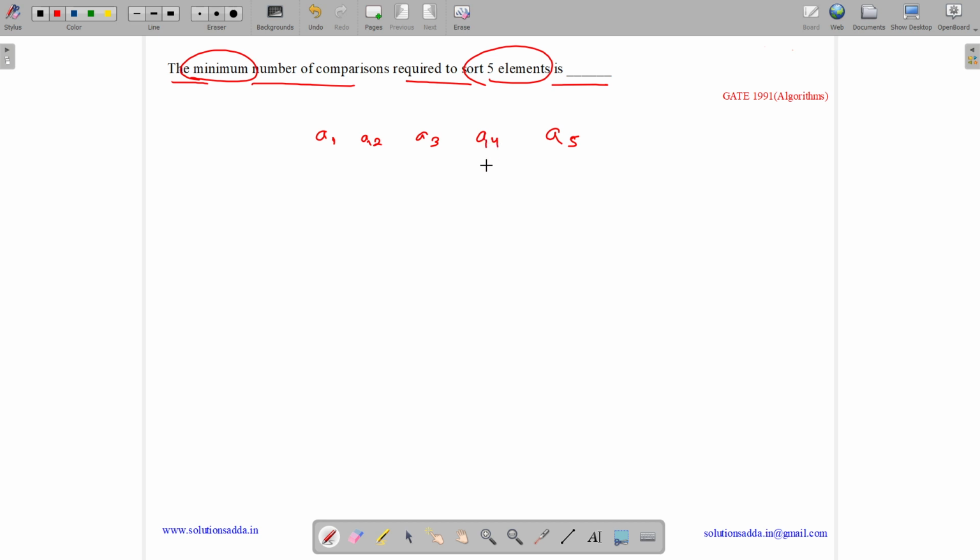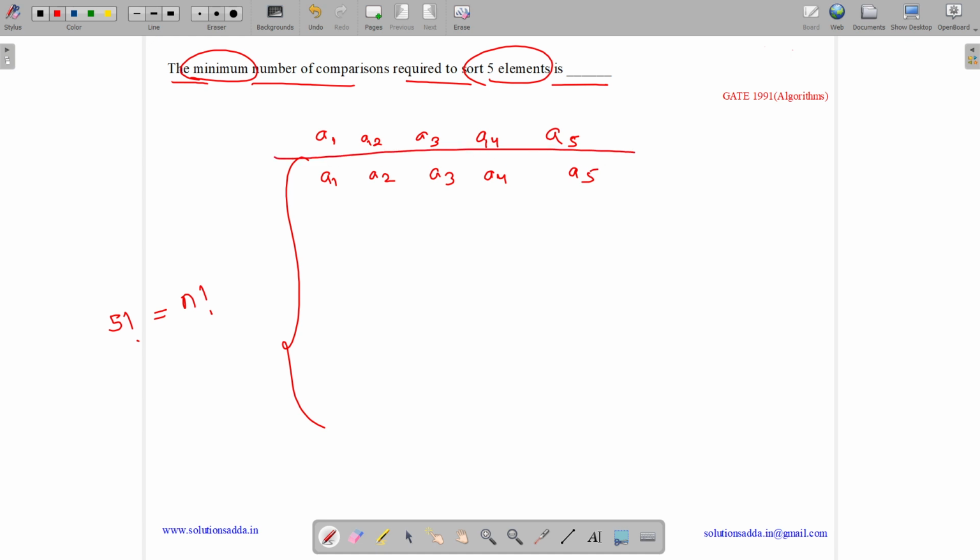So what are the ways of arranging these 5 items? We can have n factorial ways to arrange n items, so we will have 5 factorial ways to arrange these 5 items. So how will they look? They will look like A1, A2, A3, A4, A5, followed by A1, A2, A3, A5, A4, and so on like this.